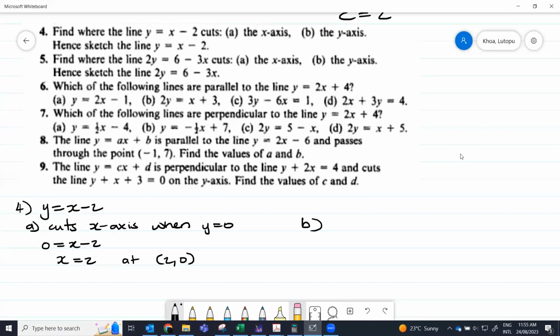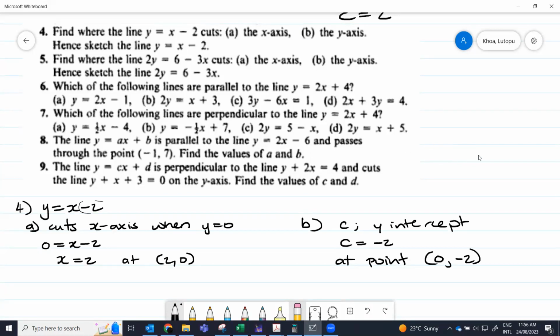And then B says where it cuts the y-axis. So that means we're looking for c, the y-intercept. To get the y-intercept, our equation just needs to be in standard form, which it is. And this minus 2 is the y-intercept. So c is equal to minus 2. So at the point (0, minus 2), that is where it cuts the y-axis.